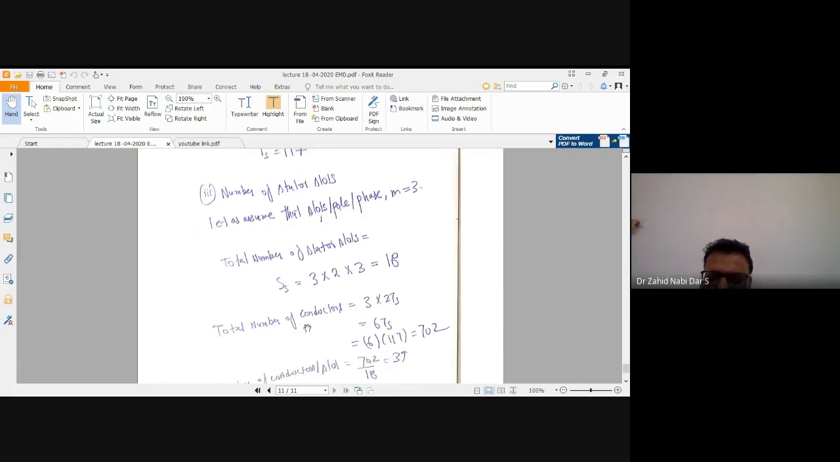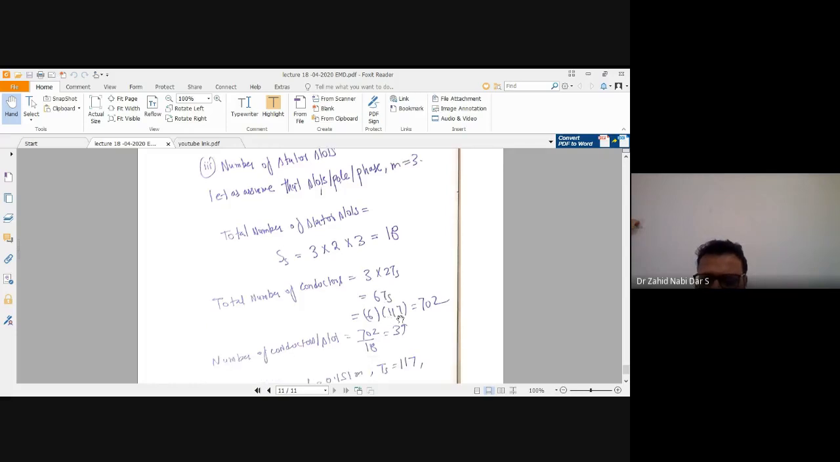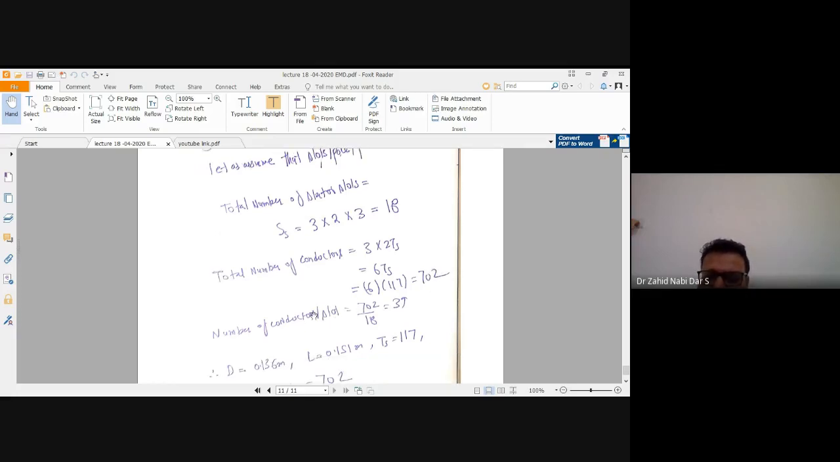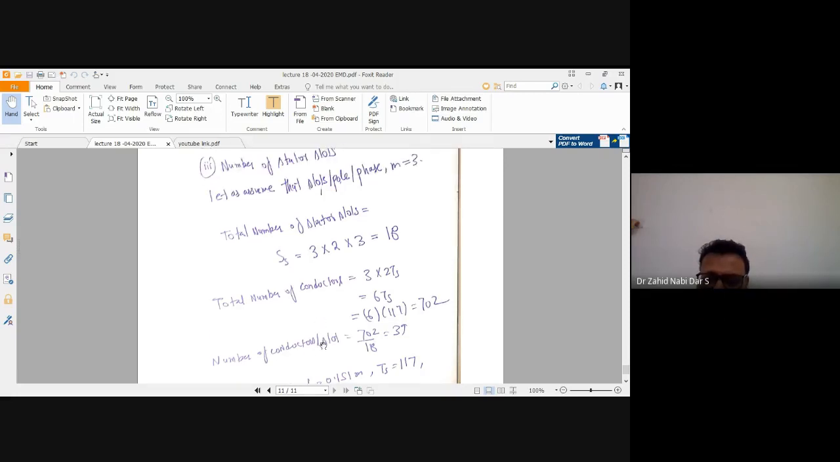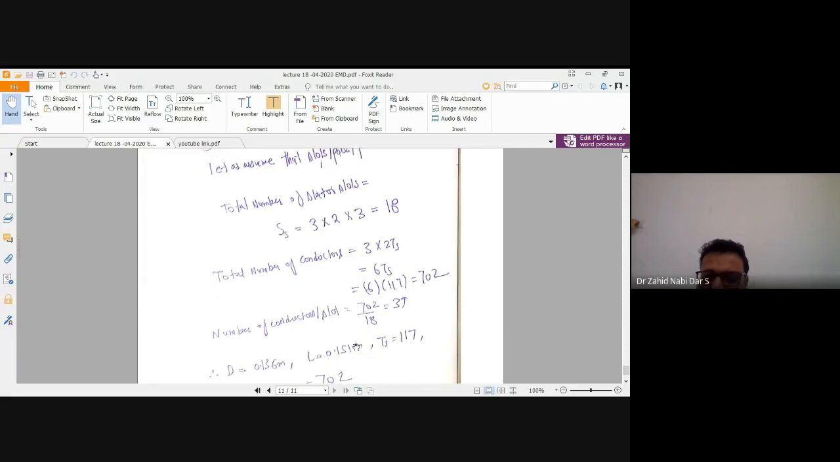Now, the total number of conductors, which I have already mentioned, is Z. Z is formed from one turn being 2 conductors, and with 3 phases, it is 6 times TS. So 6 into 117 comes to 702 conductors. Now the number of conductors per slot: the total number of conductors is 702 and the number of stator slots is 18, so the number of conductors per slot is 702 divided by 18, which is 39.